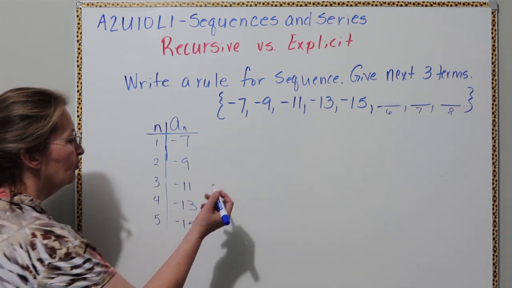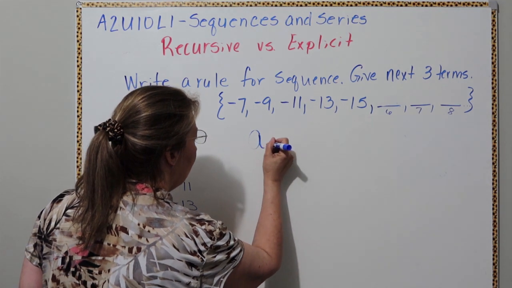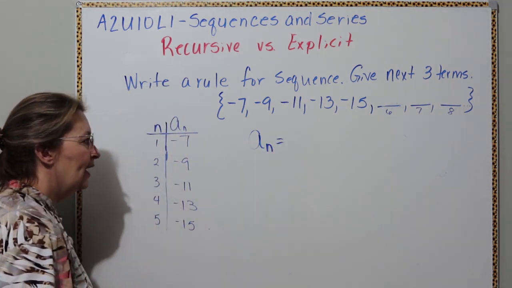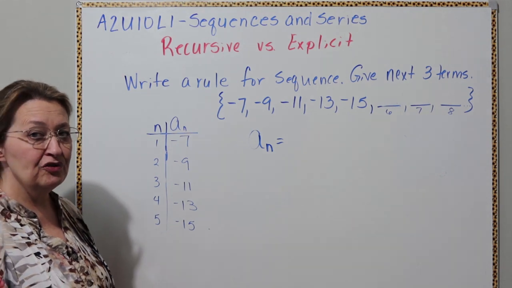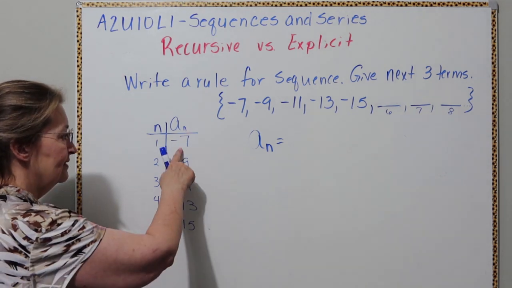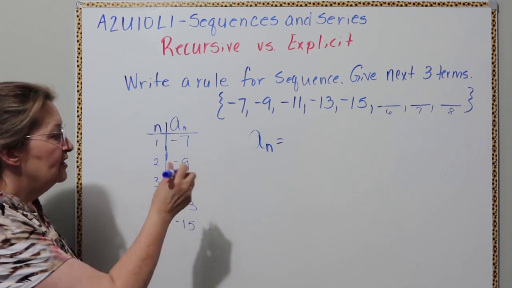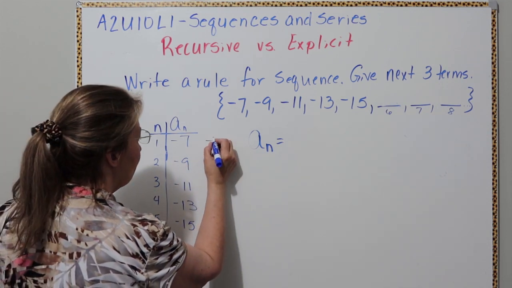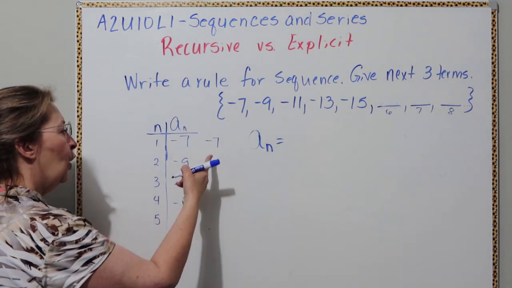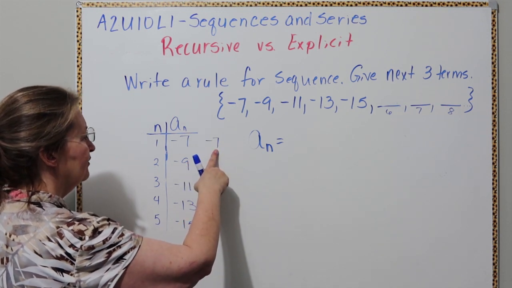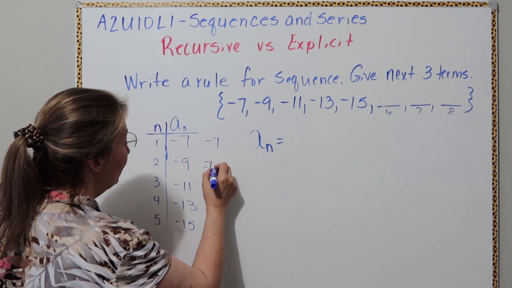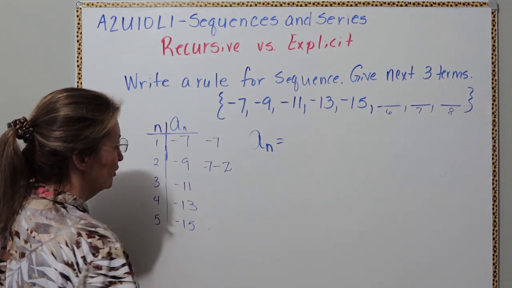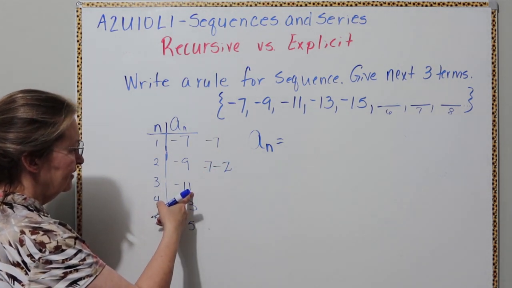Now, to come up with a rule, and your rule is going to start out with an equals. I need to find something basic for each one, and usually that base is something to do with your first term. So let's just start with the term itself, negative 7. What did I have to do to negative 7? How did I manipulate it to get negative 9? Well, one thing I could have done is subtract 2 from it. Let's see how that plays here.